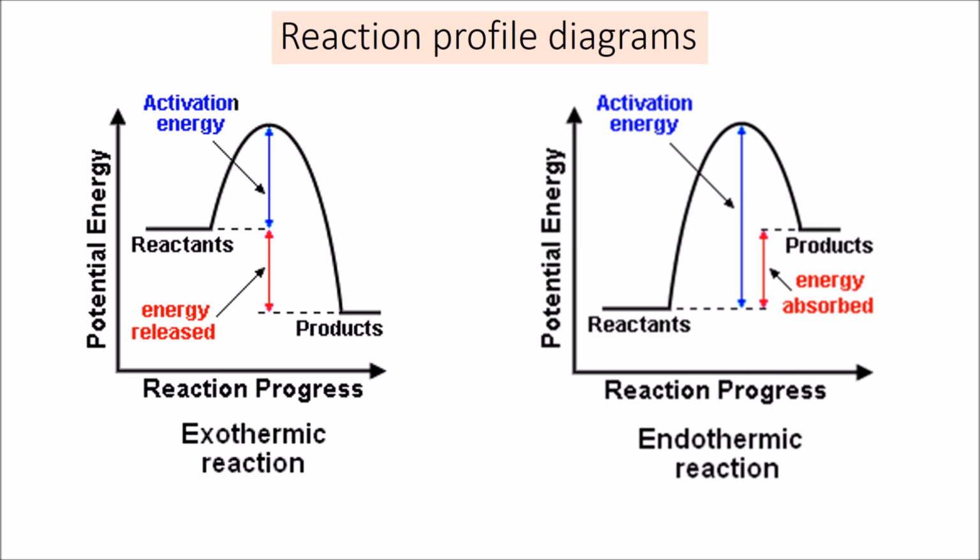So these are what the energy profiles, the reaction profiles, look like in these diagrams. So on the left, an exothermic reaction. So we have our reactants, and then they will take in a certain amount of activation energy, and then because it's an exothermic reaction, it will end up with less energy than what it started with. So that is an exothermic reaction.